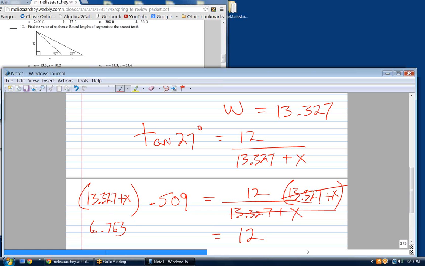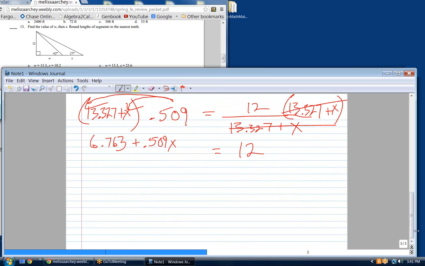6.763x? No. Now we have to distribute it to the x also. In other words, we have to multiply that number by this number, and we also have to multiply it by this number. Right. So 0.509 times x. So now let's finish solving this.